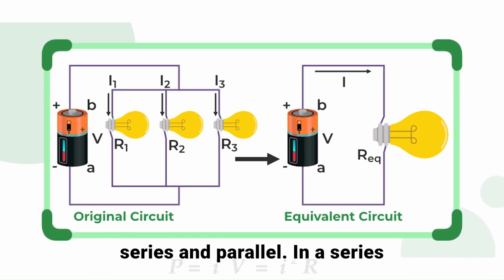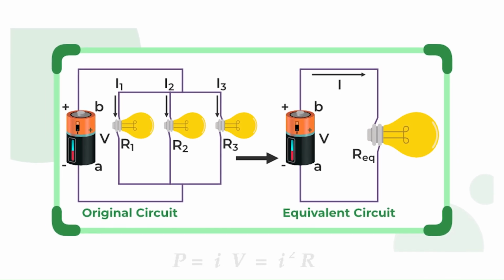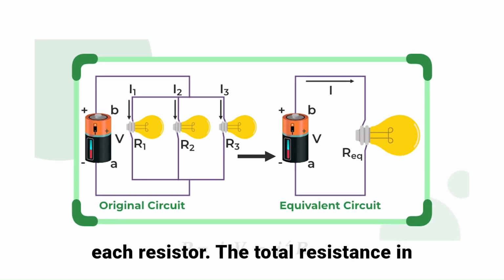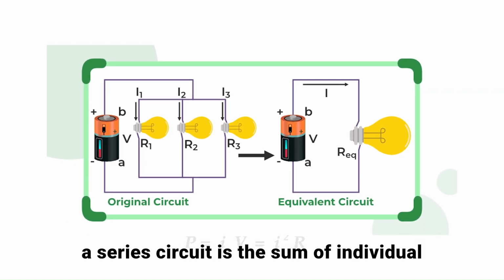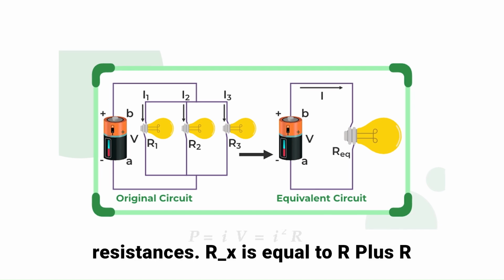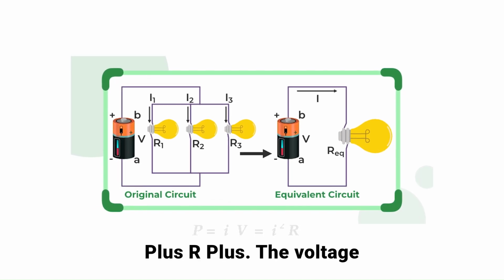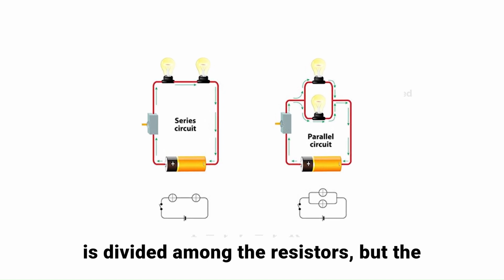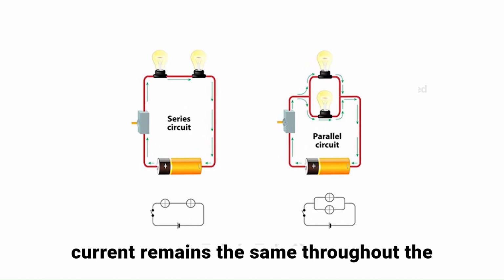In a series circuit, resistors are connected end-to-end, and the same current flows through each resistor. The total resistance in a series circuit is the sum of individual resistances. R_eq is equal to R1 + R2 + R3 + and so on. The voltage is divided among the resistors, but the current remains the same throughout the circuit.